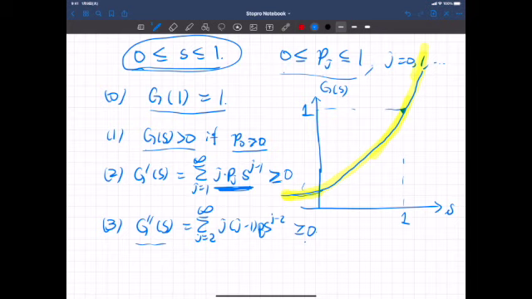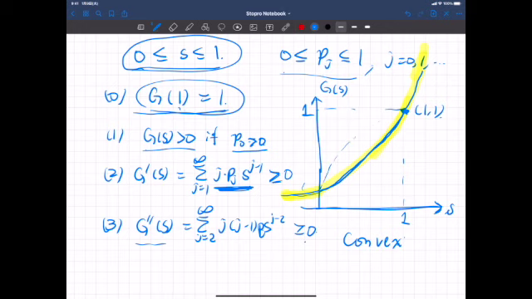So together, if you draw a graph of this function with s as the horizontal axis and g of s as the vertical axis, it passes through this point 1, 1. And it is non-decreasing, so it's an increasing function, and it's a convex function. Okay, so convex means like this, not like this.